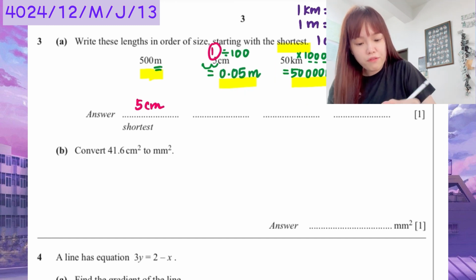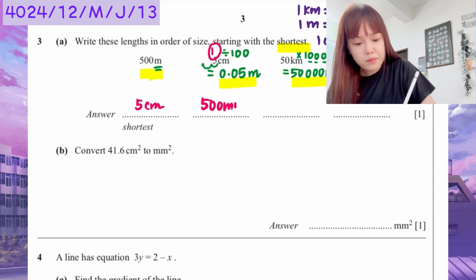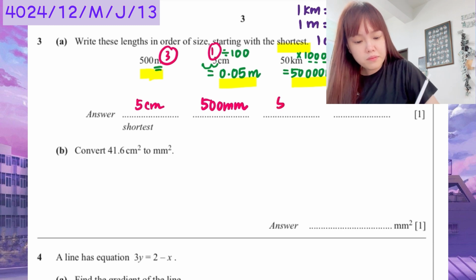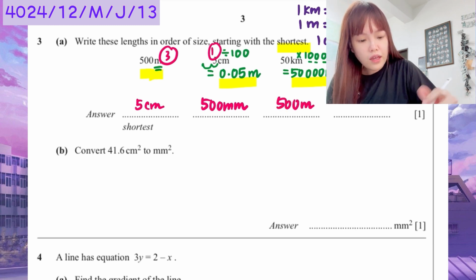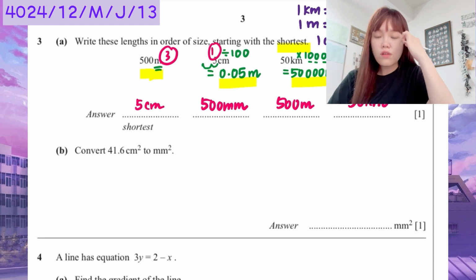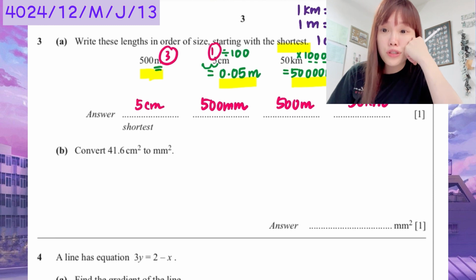So I need to write down 500 millimeter. And the third one is 500 meter. And the longest is 50,000 meter, which is 50 kilometer. Okay, so that's my answer for my number 3A.